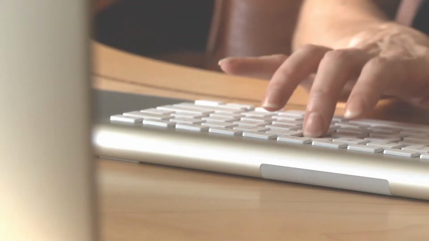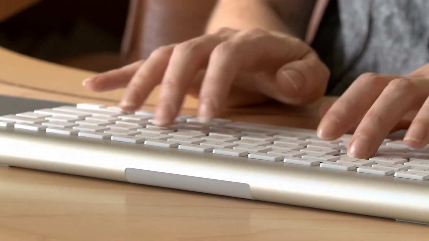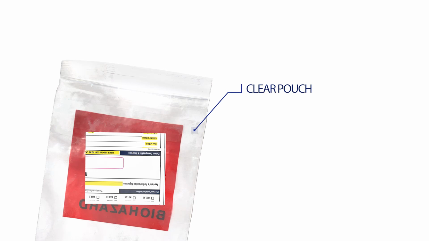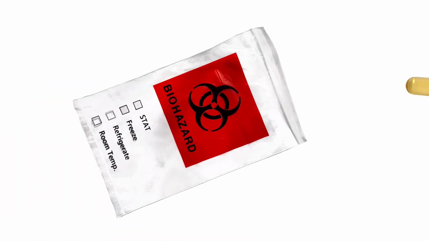If you entered the requisition using the eRec system through the portal, then you simply fold up all the forms, place them in the outer pouch of the biohazard bag, then place the specimen inside the biohazard bag so it is separated from the paperwork, and seal the bag.